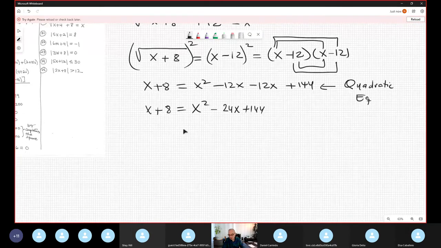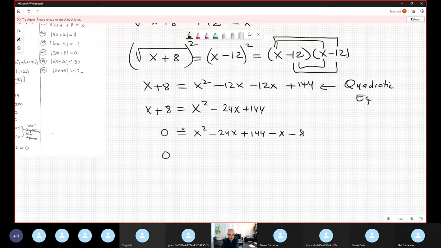I move everything to one side, left or right, it doesn't matter. Suppose I move it like that: 24x plus 144 minus x minus a. I move in this case to the right. And on the other side, we have nothing, zero. So my equation is x squared minus 25x plus 136, no? So 144 minus, yeah. Let me check in my calculator just in case. Cool. Okay, so if you feel more comfortable, you write the equation like that.